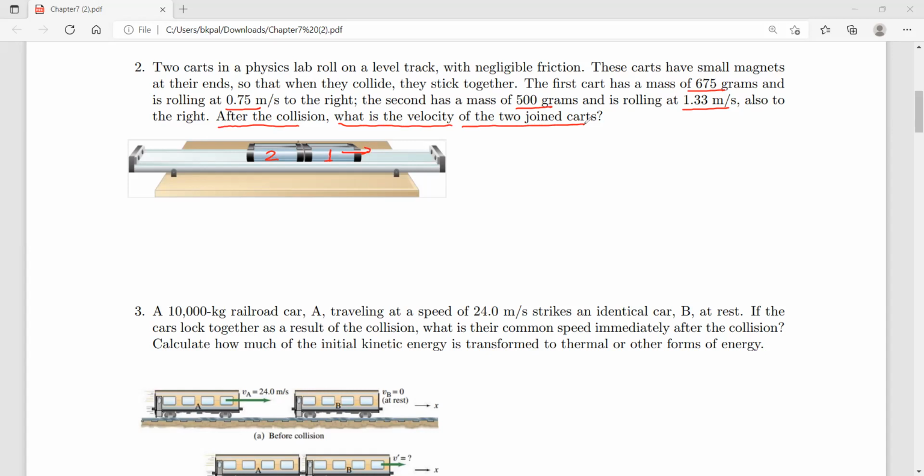If you remember, when two objects stick together after the collision, we call it a perfectly inelastic collision. So the collision is perfectly inelastic. If I now write down the equation, conservation of momentum, it will be something like this.